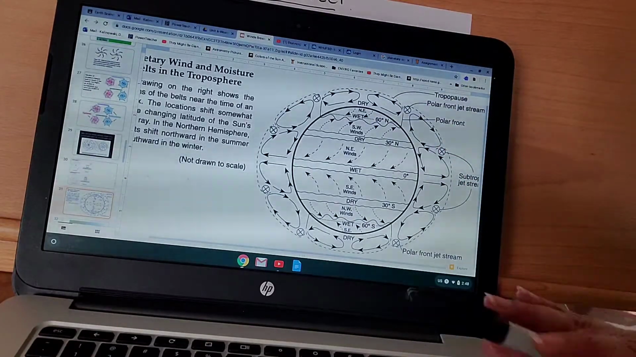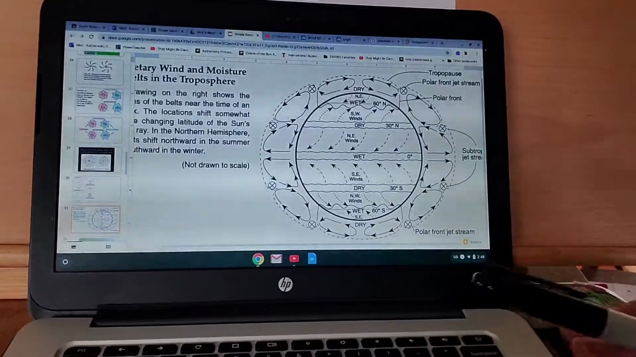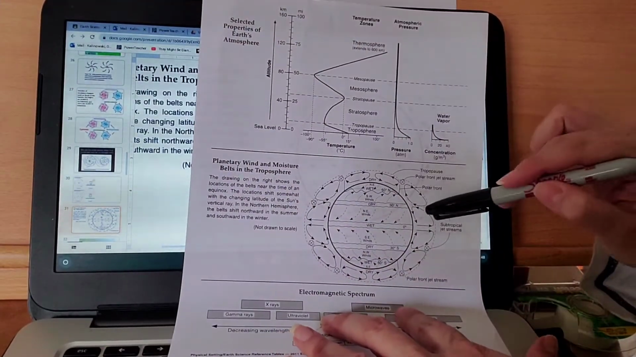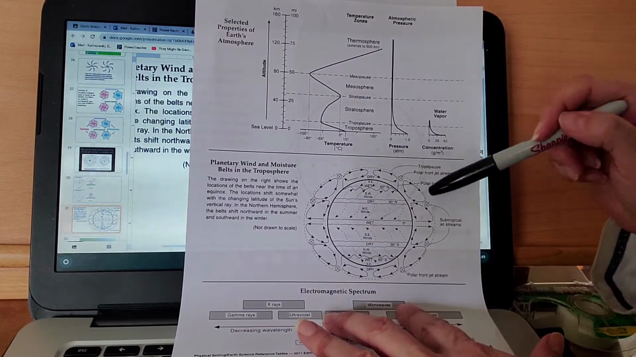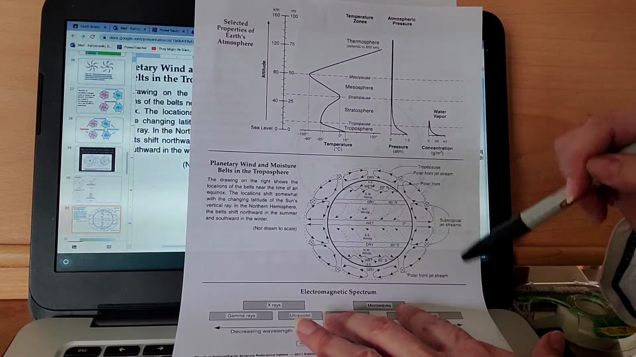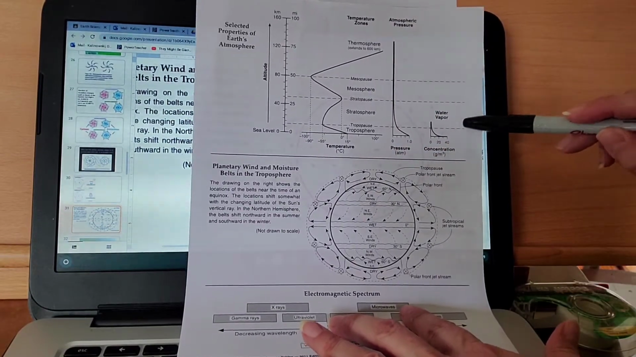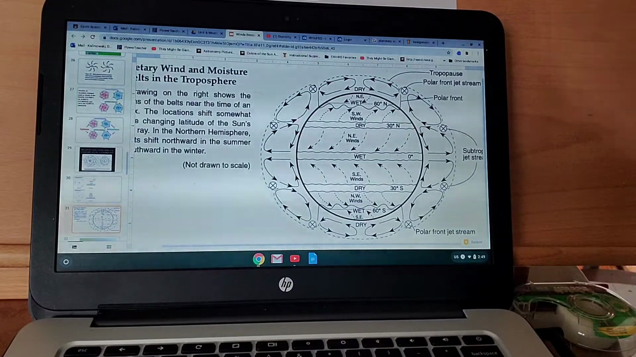This is not drawn to scale. Remember, the atmosphere, the entire atmosphere, is very, very thin. And it's not an accident that the atmosphere chart is on the same page as the planetary winds and moisture belts. That's because winds and weather are all right here in this skinny little layer known as the troposphere. So that dotted line is the tropopause, where the troposphere ends.